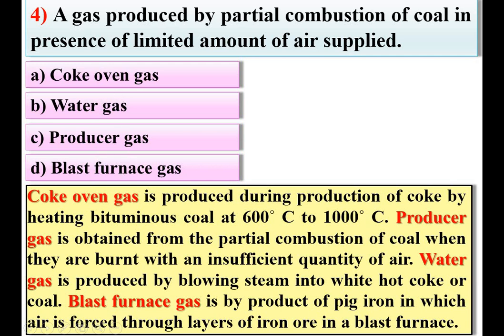So here, a gas produced by partial combustion of coal. Here you can see it is a partial combustion of coal. So producer gas is the right answer. That means C is right.